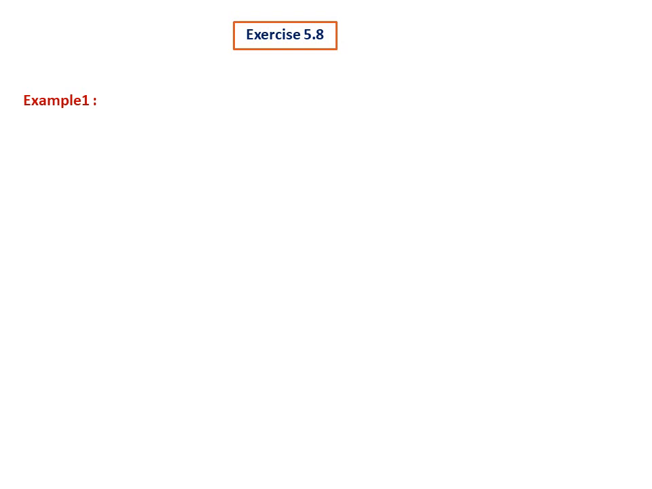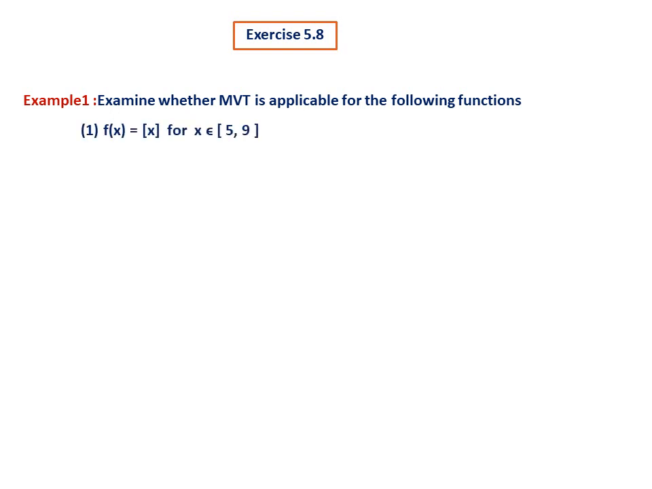Next, let us do the examples 5.8. First one, examine whether the MVT, means mean value theorem, is applicable for the following functions. First one, f of x equal to greatest integer function x for x belonging to the closed interval 5 to 9. Second one, f of x equal to greatest integer function x belonging to the interval minus 2 to 2, and f of x equal to x square minus 1 for x belonging to the closed interval 1 to 2. So 3 examples are given, we have to verify.